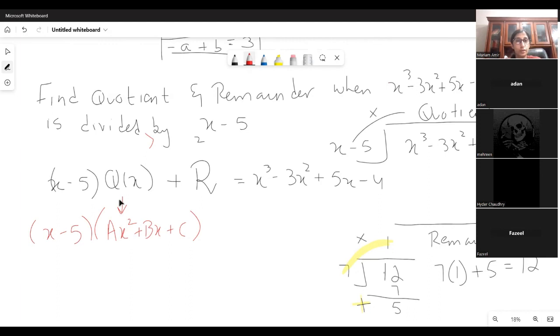How will we get to eliminate qx if we're using substitution method? What should the value of x be here? 5. Sorry? X equals 5. Yes, x equals 5 will eliminate qx. Okay? So the very same question can be done using long division, can be done using substitution, can be done using elimination, can be done using synthetic division. Okay? But I think the quickest way to go about this is by using long division. There's no need to complicate it so much.